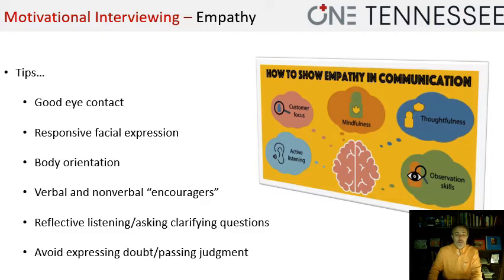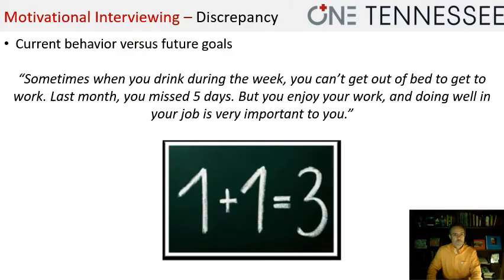The next motivational interviewing principle is creating a discrepancy between current behavior versus future goals. Sometimes when you drink during the week, you can't get out of bed to get to work. Last month, you missed 5 days, but you enjoy your work, and doing well in your job is very important to you. So this is an example of how you create a discrepancy.